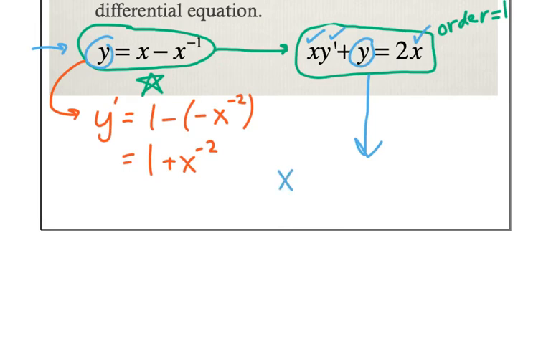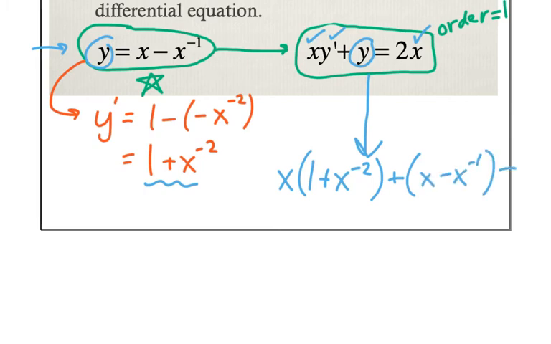All right, x is just x. y prime is what we found over here, so I'll plug that in. That's 1 plus x to the negative 2, plus y is the original, x minus x to the negative 1. Does that equal, with the question mark, can we prove that that equals 2x? All right, let's just play with this left side and see what we get, folks. Distributing, I get x plus x to the add powers, plus x minus x, and minus 1. Again, does this equal 2x?